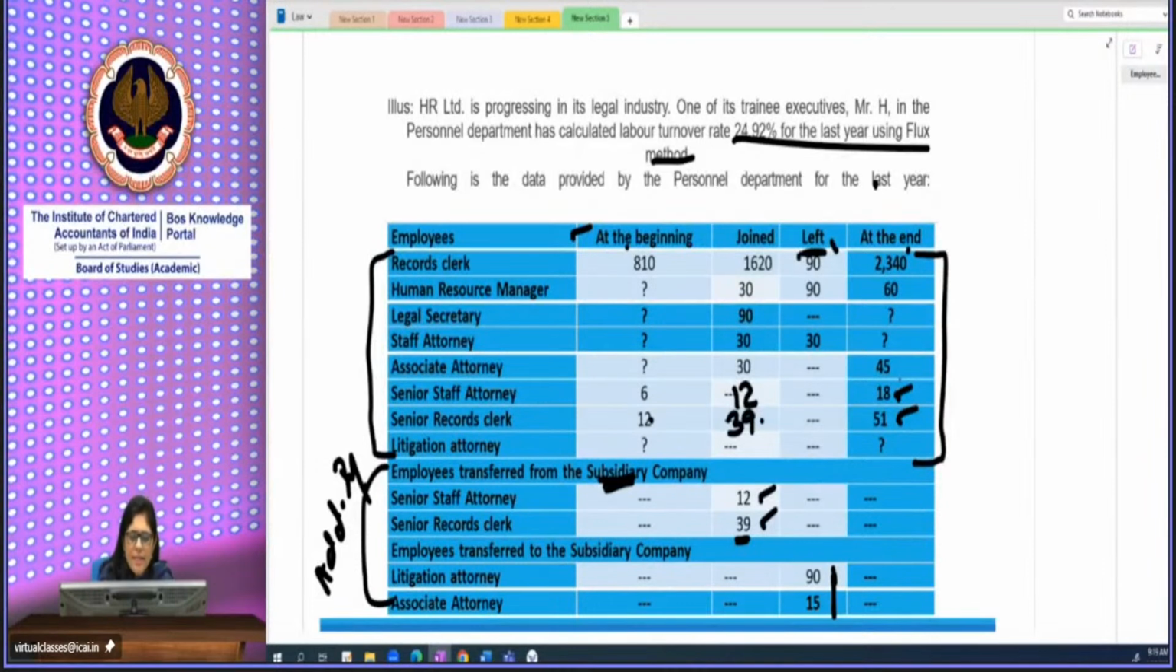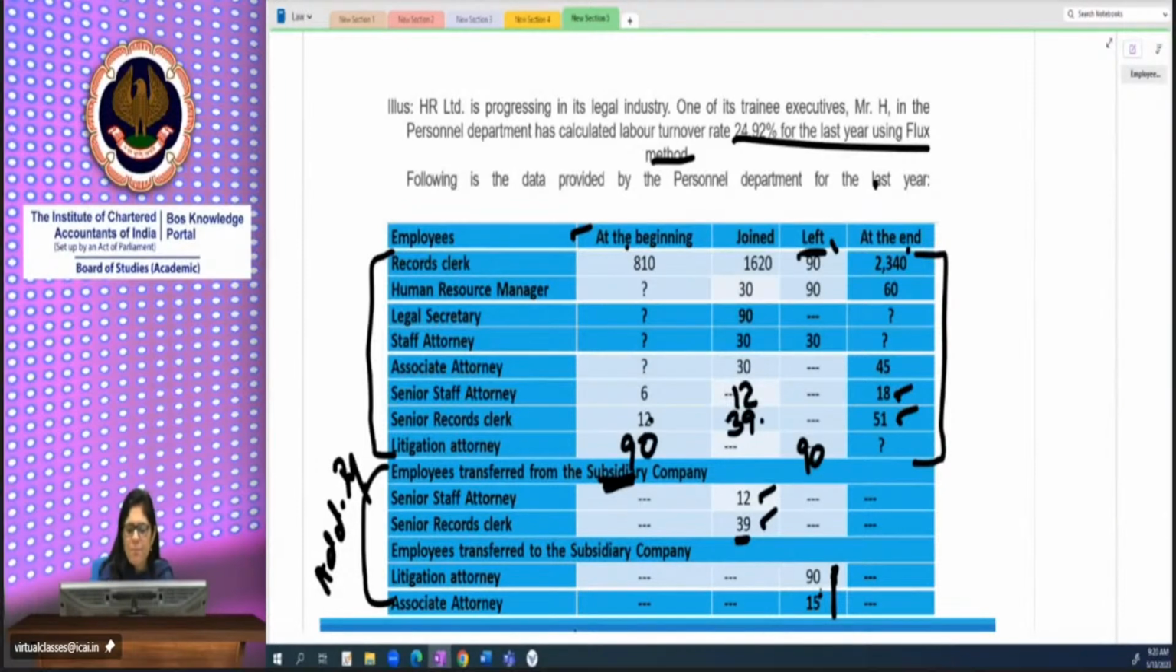All right. Okay, so moving again to the question, I hope senior staff and senior records, this is clear to you. Let us just settle this. Employees transfer to the subsidiary company. That means they must have left from this holding company. So 90 have left from this company and joined subsidiary. Clear? So I've shown 90 as left and no else is joined.